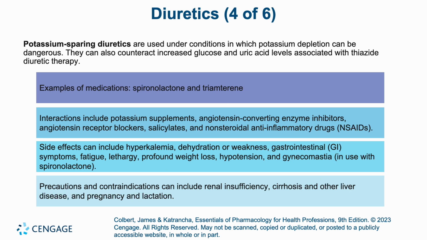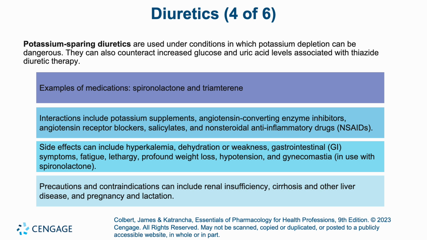The third category is potassium-sparing diuretics, and these are used under conditions in which potassium depletion can be dangerous. To be clear, potassium depletion is dangerous for any patient because we have to have our potassium within a certain range in order for muscular contraction, including cardiac muscular contraction, to occur. But there are some patients in which we have a greater concern about this than others based on other conditions they may have.